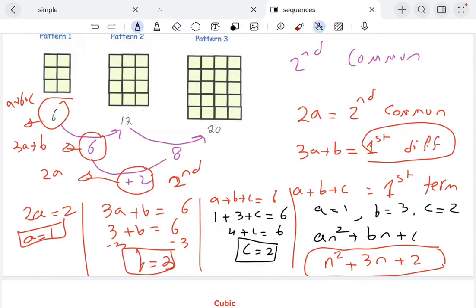Hope this is really beneficial, guys. Oh, don't forget to check. You can check. Put n equal 1. So it will be 1 squared is 1, plus 3 times 1 is 3, plus 2 is going to be 6. Put n is 2. 4 plus 6 plus 2 is going to be 12. So my sequence is right. I'll see you in the second video, inshallah.